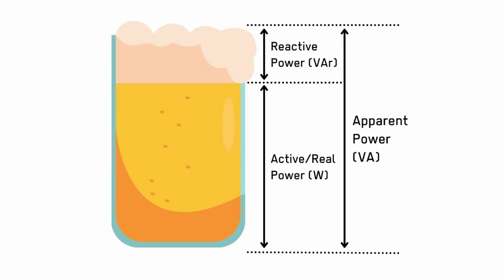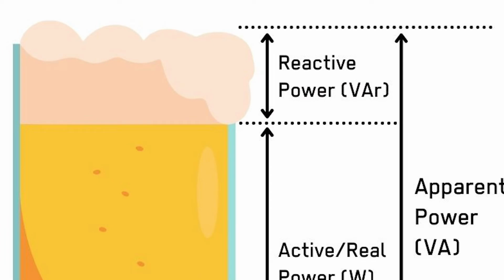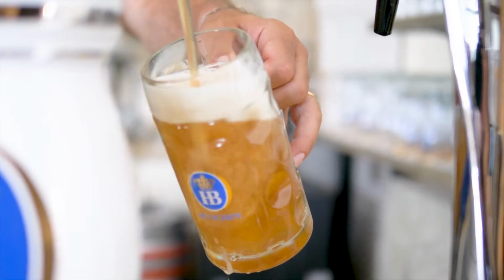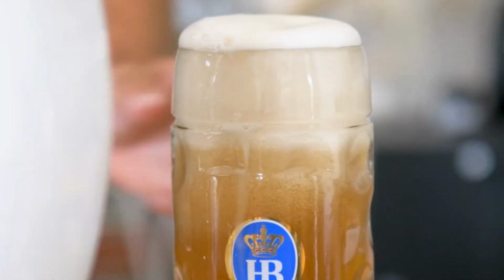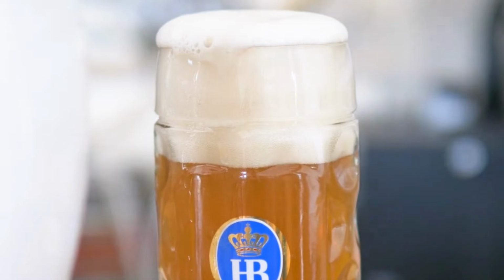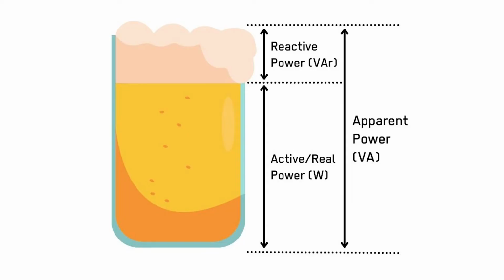Take a look at this beer glass analogy for power factor. You can think of reactive power as the foam in a beer glass. Ideally, we would have a beer glass full of beer that can actually be consumed. And since foam doesn't really quench thirst, we want as little of it as possible. It's the same thing with reactive power. We want as little of that as possible too.